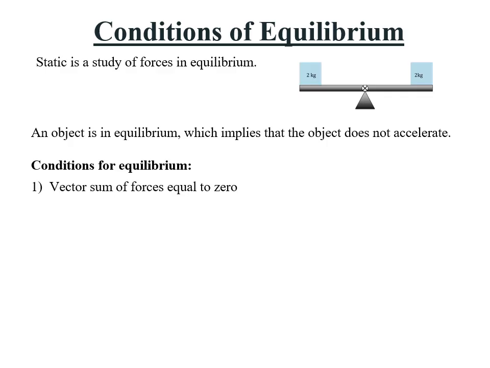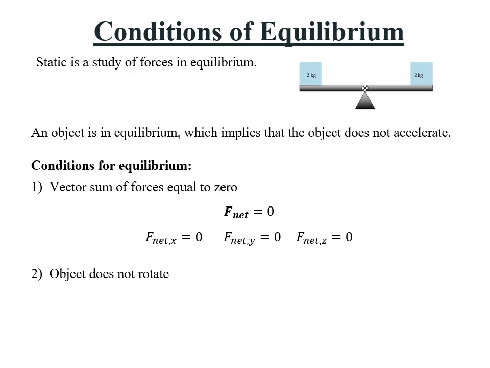Well, there are two conditions of equilibrium. One is that the vector sum of forces must equal 0, which is just saying F net is equal to 0. Well, force is a vector, so we have to apply this condition in all three dimensions. Usually you will only see it in the x and y, but it can also be applied in the z direction. So F net in the x direction is equal to 0, F net in the y direction is equal to 0, and so forth.